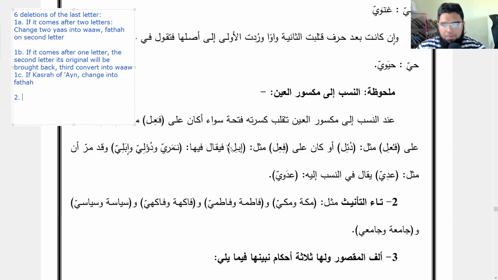For example, makkatun or makkatu, it doesn't take tanween. So you say makki, fatimatu, fatimi, fakihatun, fakihi. Very simple. Delete ta marbuta, or ta'utani, whatever. Very simple rule. Siyasa, siyasi. So ta is always deleted. Jamiatun, jami'i. Something related to university. Siyasa, politics, politically. Next, Aliful Maqsoor walaha thalathatu ahkam.